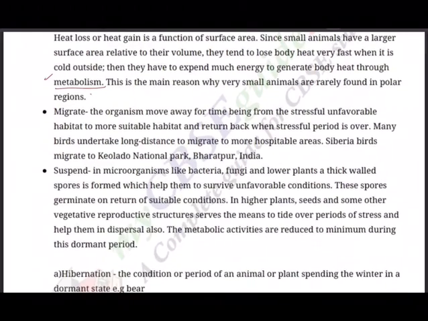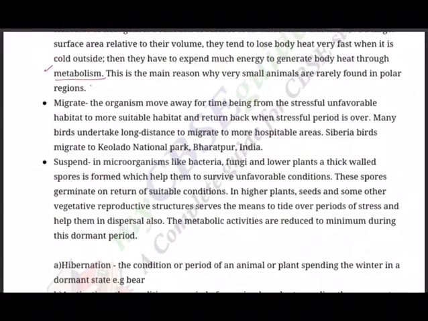And then the third type is migrate. The organisms move away for a time being from the stressful, unfavorable habitat. Like you must have seen birds in your own native place, that in a particular season you see a new type of birds in your village, in your hometown. And after some months or some days, they disappear from your village because they must have come from Russia, from Australia. So when the winters are very severe there, they migrate to India.